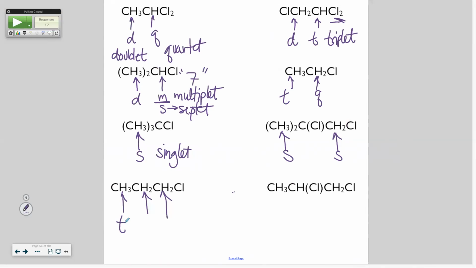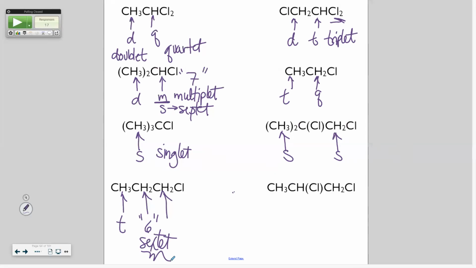Okay. How about the guy in the middle? He has 5 neighbors. Okay, they're not in the same family. They're different people. All right, so what is he going to be? 5 plus 1 is 6. That's a sextet. But we're going to call it a multiplet. We're not going to do it, you could do that if you feel like it. I'll let you do it.